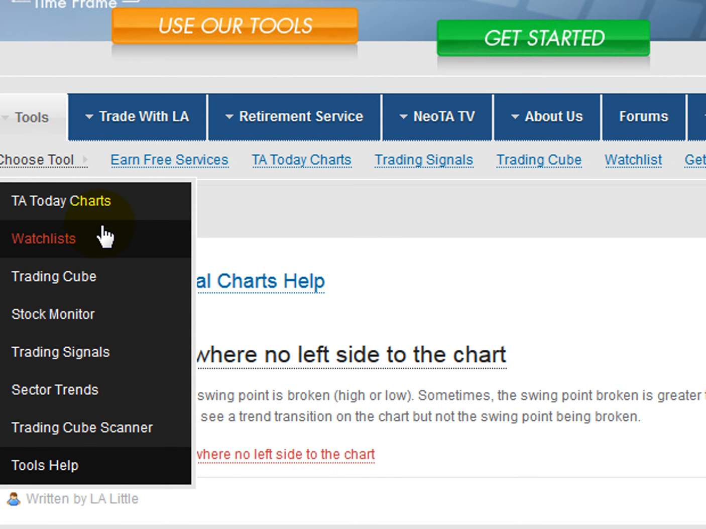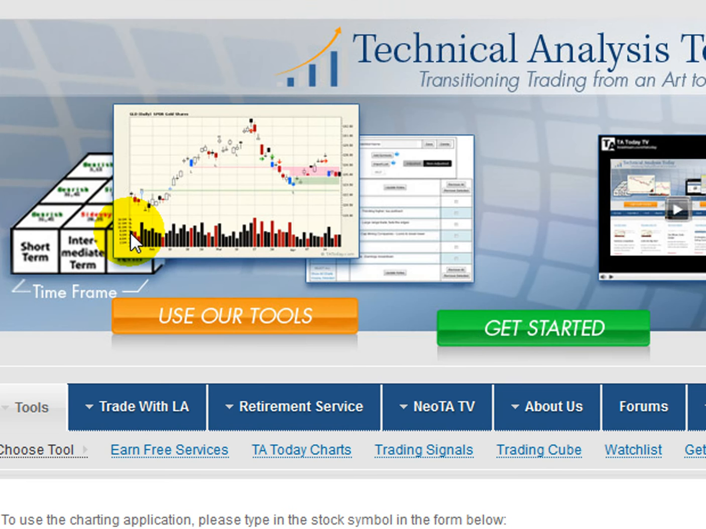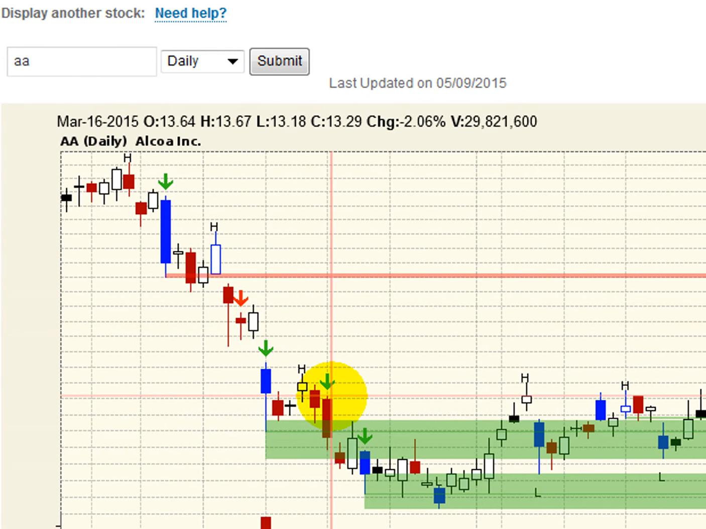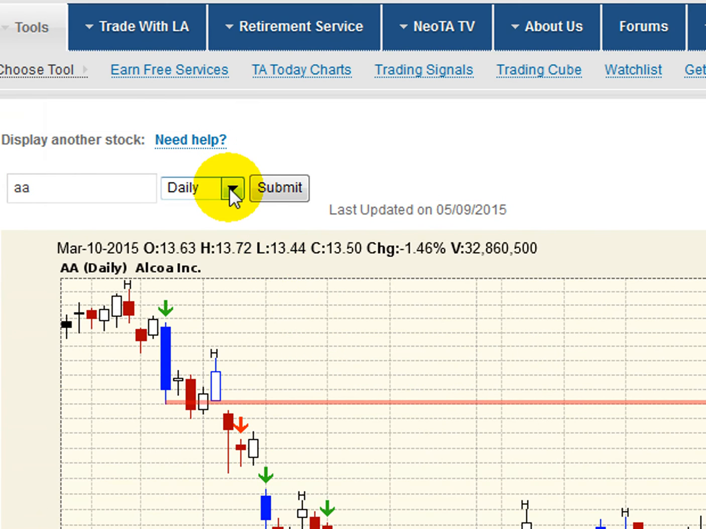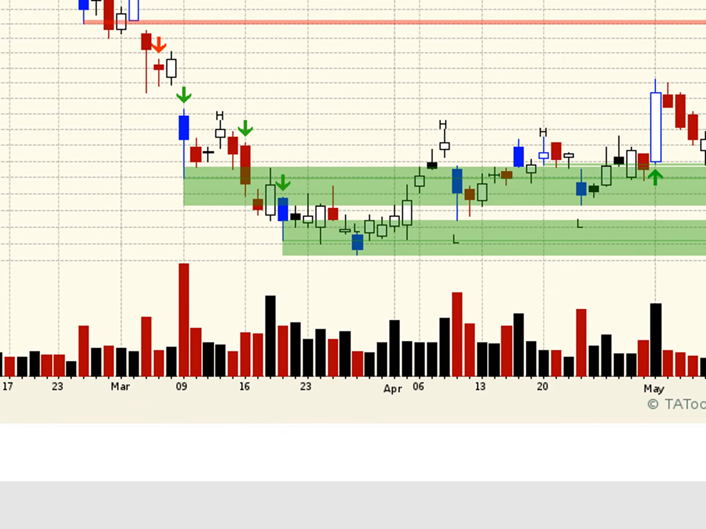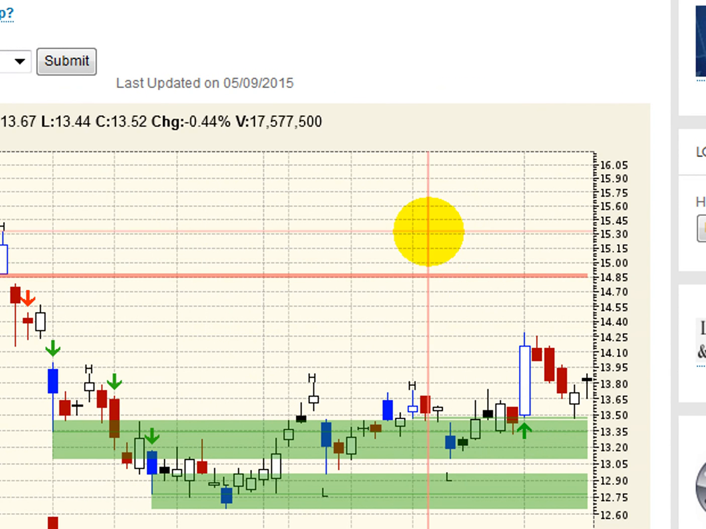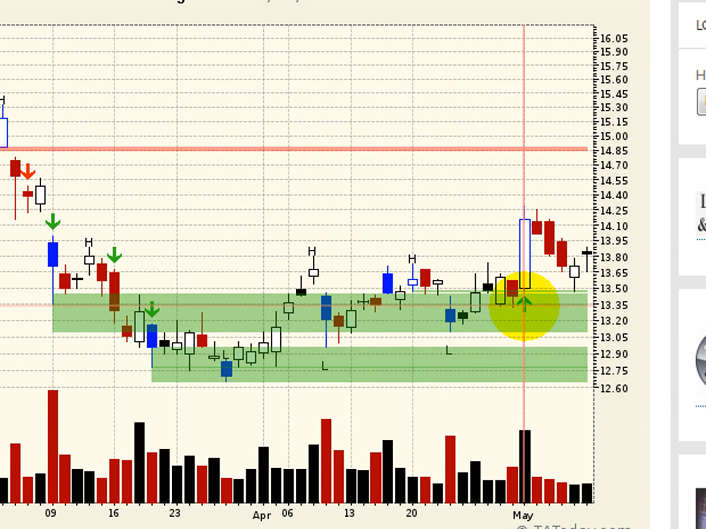If we look at each of these real quick, the TA Today charts, of course, are the charts themselves. You can put in a symbol, and it's going to bring up that chart, and it's going to default to the daily time frame. The charts, of course, are the Neo charts, so they're going to show you anchored resistance zones and support zones, which is essentially supply and demand. And they're going to show you trend transitions, which are these arrows.